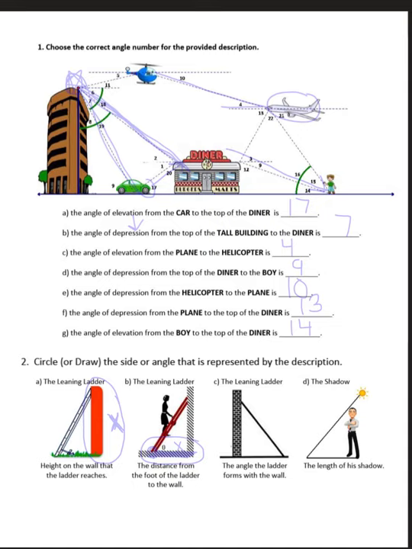And then C says that the leaning ladder, the angle the ladder forms with the wall. So here's the wall, and now here's the ladder. You can clearly tell that this is making an angle, and my angle would be right there. The wall and the ladder make that angle right there. And then the shadow, the length of his shadow. If you are standing up, your shadow is always on the ground. So here is my shadow right here.